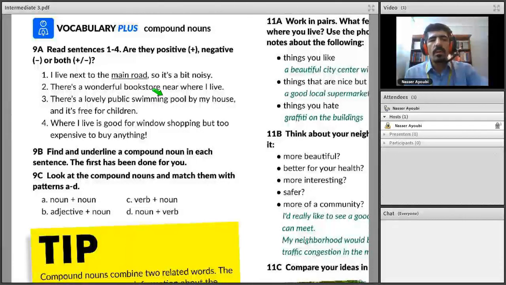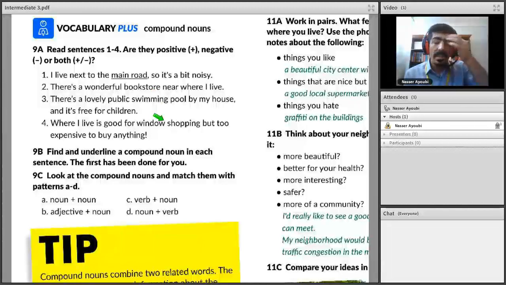And number 4, where I live is good for window shopping, but too expensive to buy anything. So window shopping means there is a market nearby your neighborhood, near your living place. It can be negative because it's expensive. And the compound noun here is window shopping.